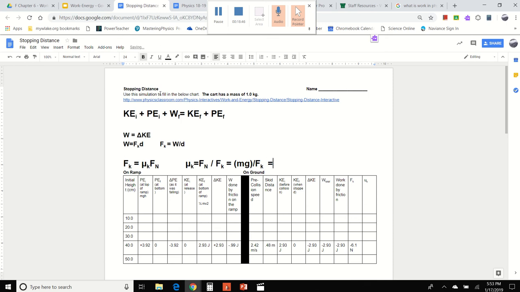the mass is 1, gravity is 9.8, so we just wind up with 9.8 divided by 6.1. We can just ignore the negative there.